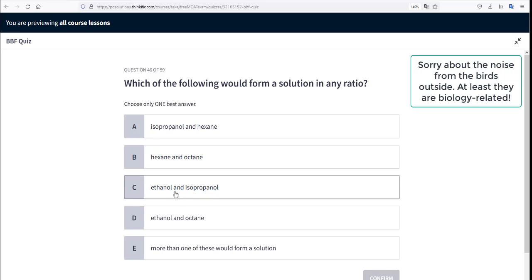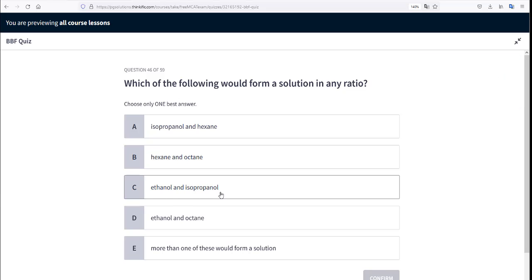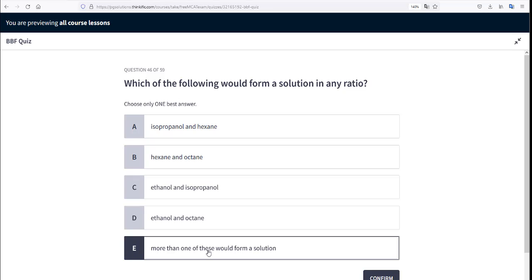2 hydrogen bonding solvents, both with relatively short chains, a 2-carbon or 3-carbon chain, very, very similar. So very much expect those to mix together. Not so for an alcohol and an alkane. Hydrogen bonding unit in the alcohol, only London dispersion forces in the octane. I would think that more than one of these would be choice B and C as the 2 that would mix together in any ratio.